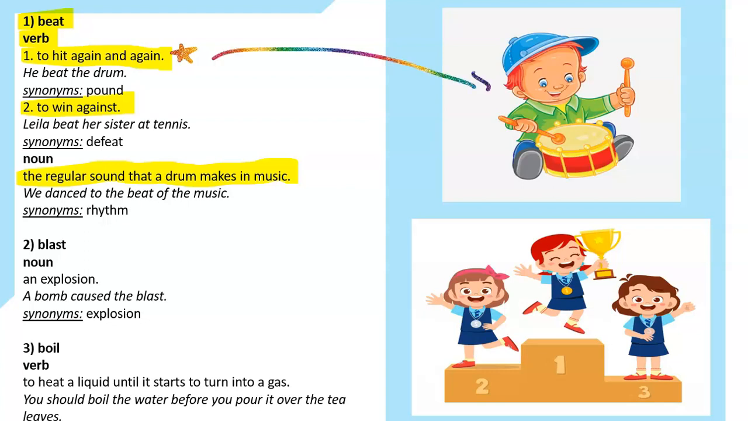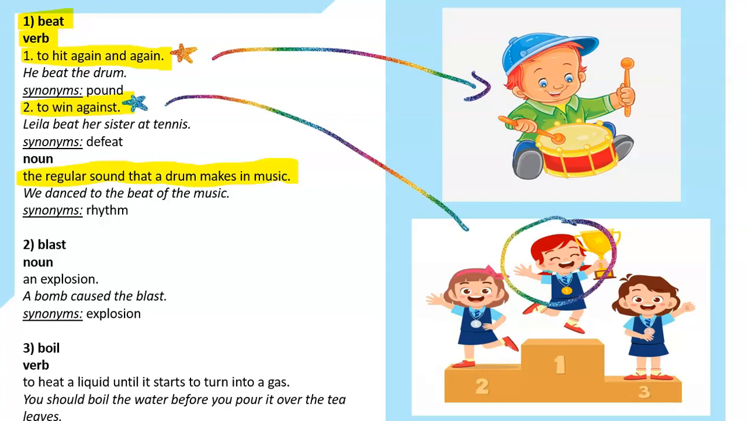For example, the boy beat the drum. And we will also use it in this way to win against. For example, this girl beat the other girls. She is the winner, so she beat them. She got number 1, but the other girls got number 2 and number 3. So, when you're writing your sentence, you can choose, do you want to make a sentence talking about the action of hitting something? Or do you want to talk about winning against someone else?